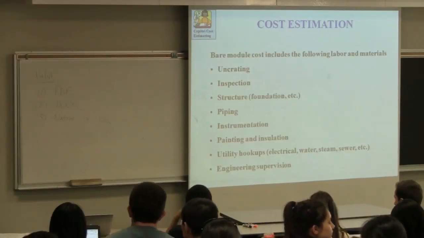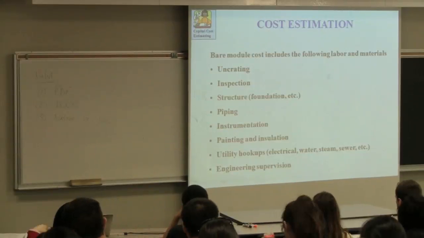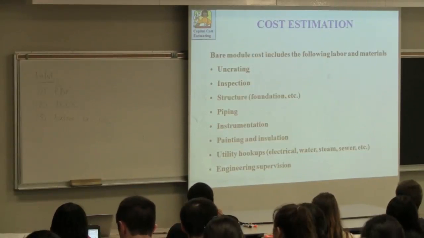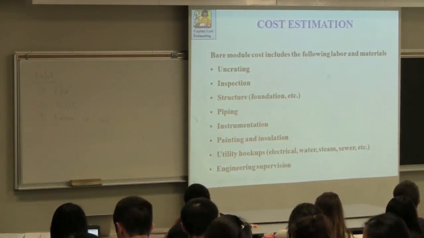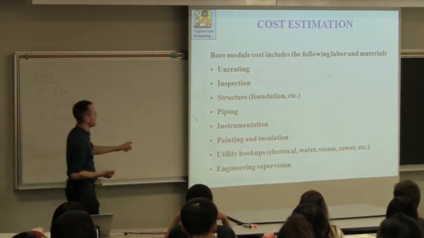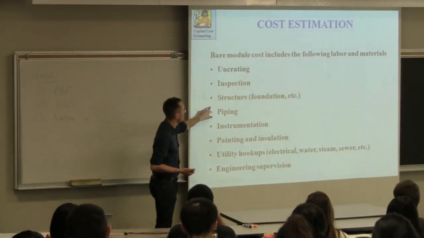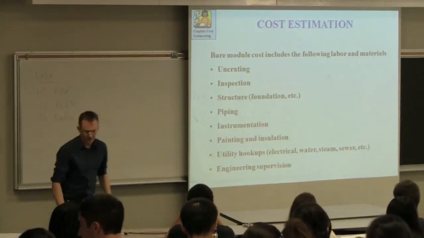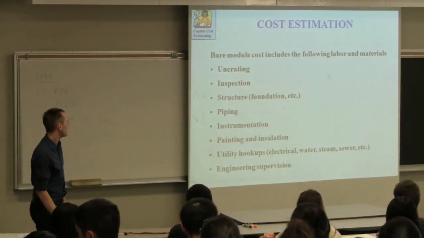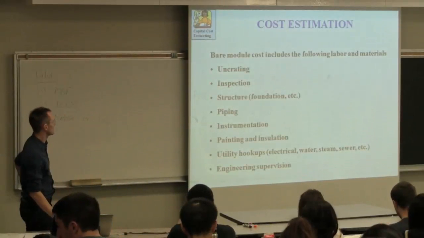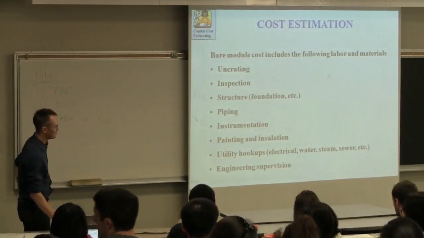So once we've got this unit delivered and created, there's a big chunk of money spent on installation, installing the piping and instrumentation. Those are substantial costs. We'll see today just how much piping makes up out of this bare module component. Insulation and painting, those are relatively minor costs. And then electrical and utility hookup. And then engineering supervision is about 10% of the incremental price.